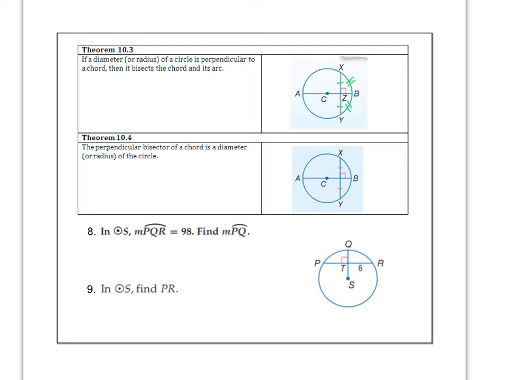So let's write this out. If segment AB is perpendicular to segment XY, then it's going to bisect the chord and the arc. So in other words, segment XZ would be congruent to segment YZ, and arc XB would be congruent to arc YB. I'll give you a minute to finish writing that.